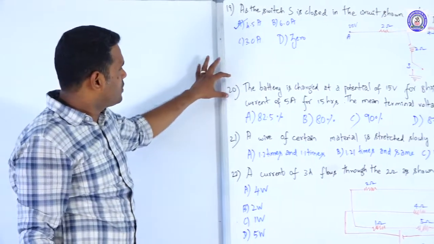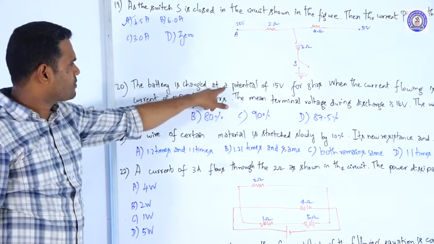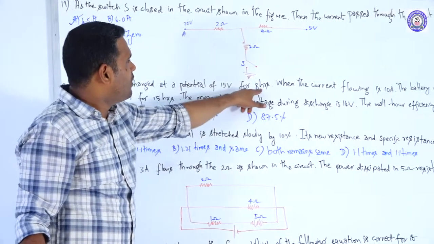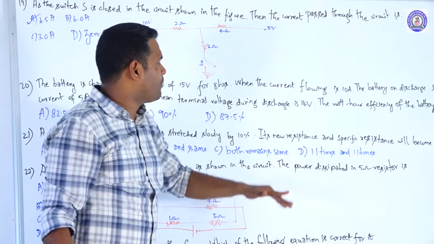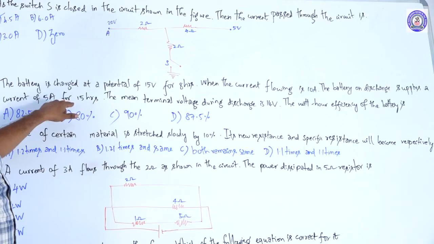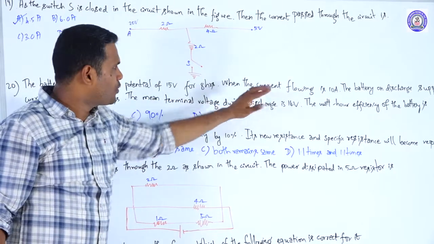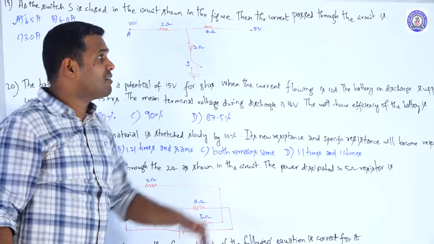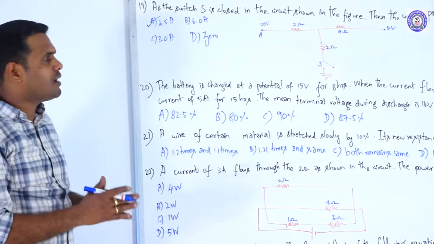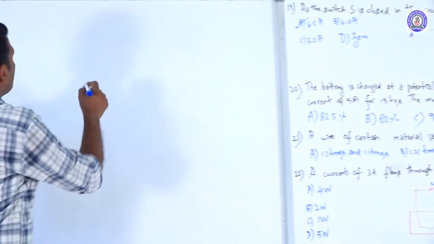Now, 20th question. The battery is charged at a potential of 15 volt for 8 hours when the current flowing is 10 ampere. The battery on discharge supplies a current of 5 ampere for 15 hours. The mean terminal voltage during discharge is 14 volt. What is the watt-hour efficiency of the battery? So we are speaking about the charging and discharging process of a battery. They are asking to calculate the watt-hour efficiency.